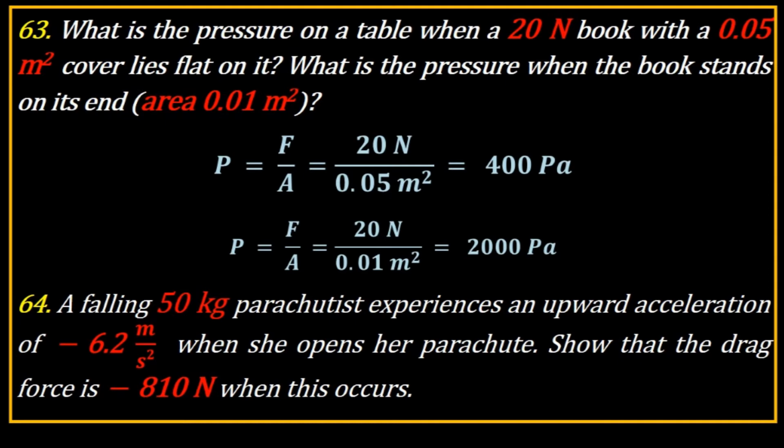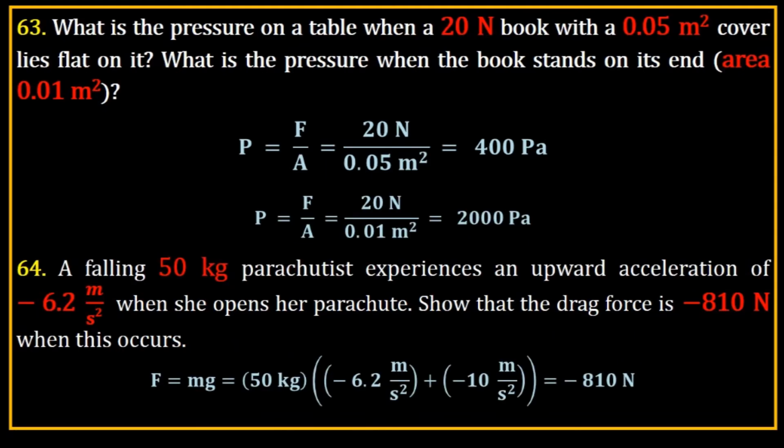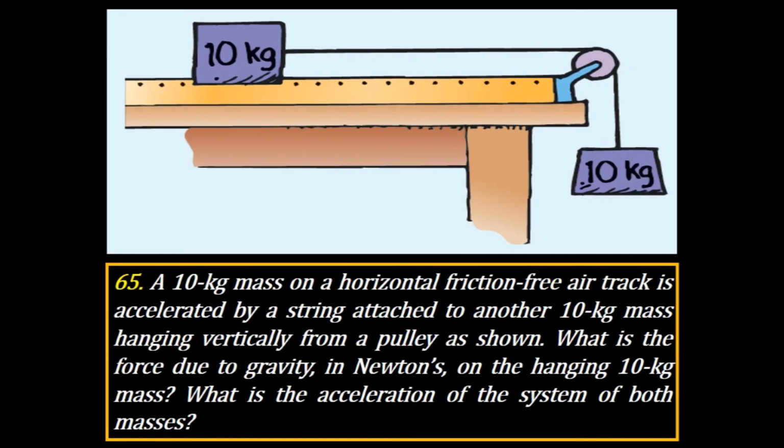So it's very easy to show this, because don't forget to add the negative 10. Negative 10 upward as well, plus the 6.2. So that's going to be 50 times 16.2, which is 810.